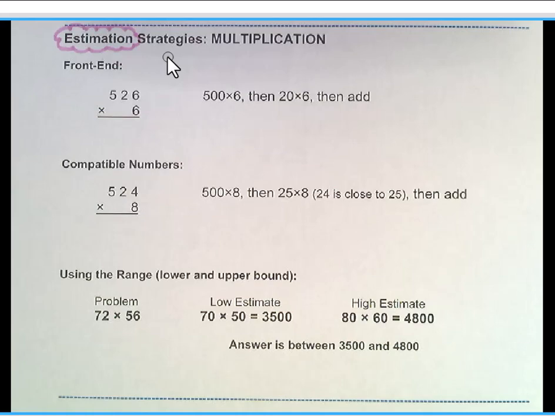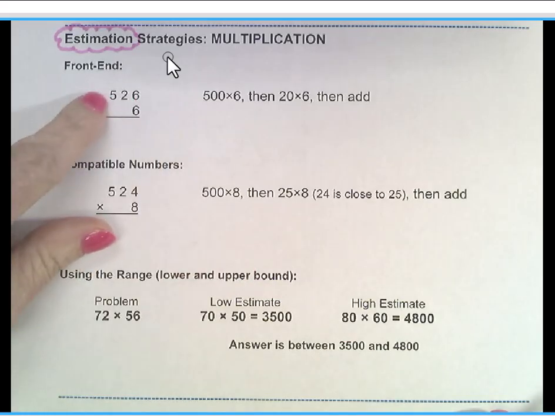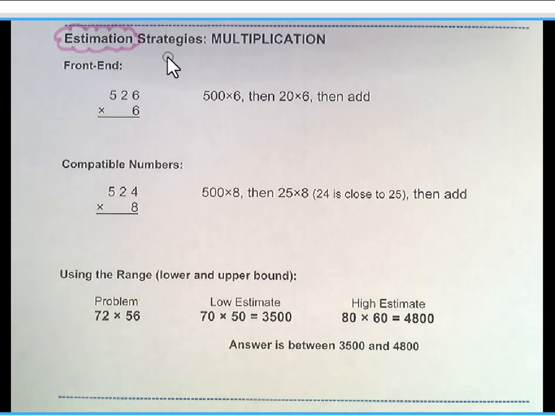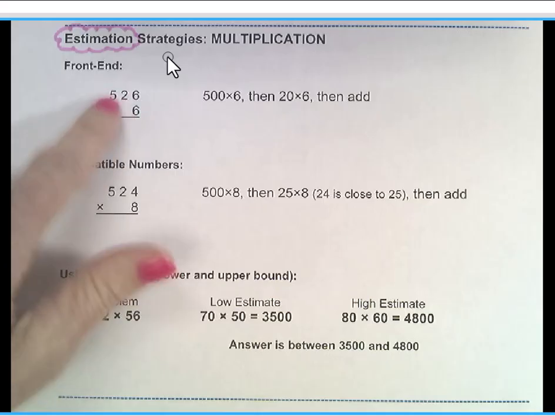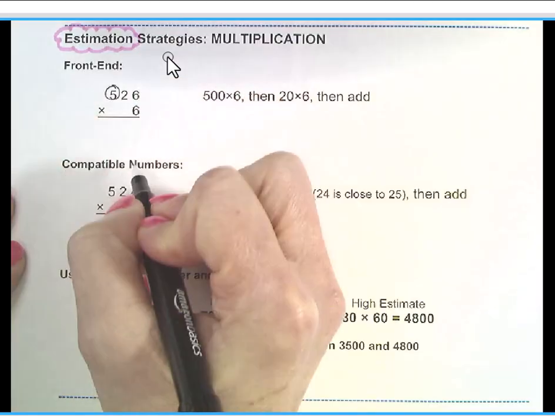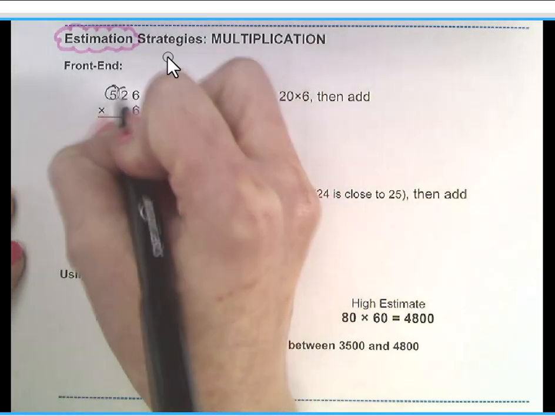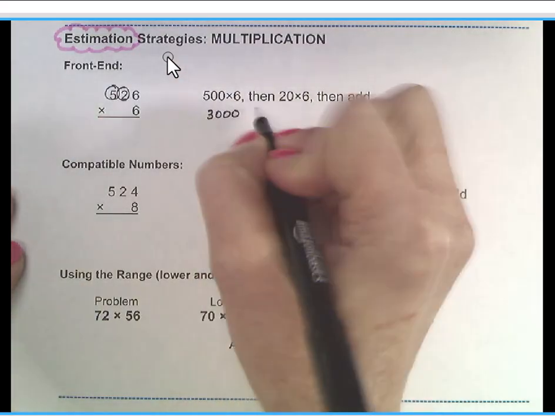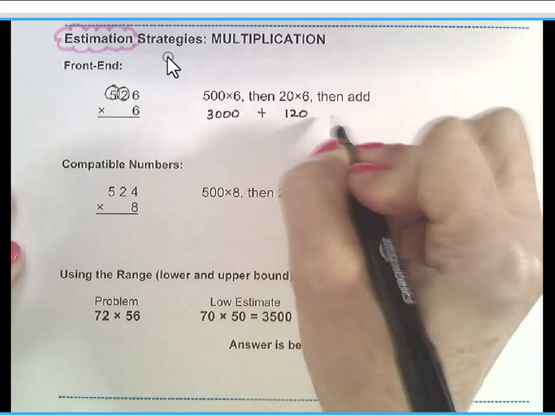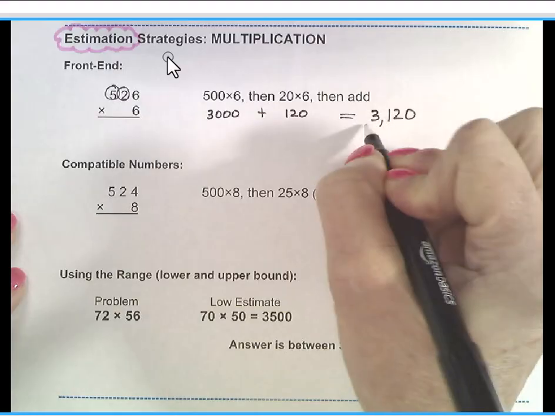So one way you can do this is called front end, and that's where we don't want the nitpicky ones place. We just want to focus on the bulk of this problem, which is the 500 and then the 20. So we're going to ignore the ones place, and just focus on the big part. So we're going to do 500 times 6, which would be 3,000. And then 20 times 6 is 120, and then we add those together, which is 3,120. See how we could add that pretty easily?